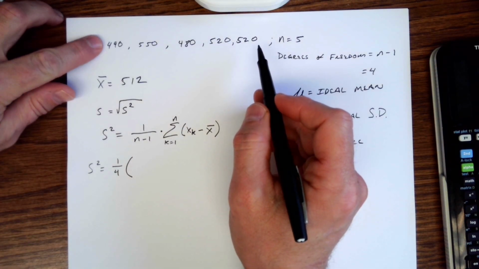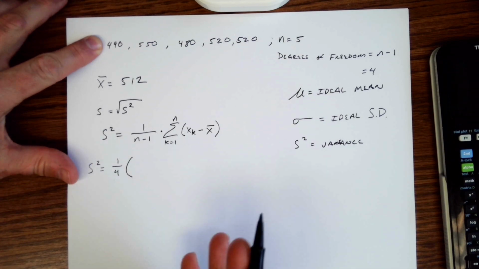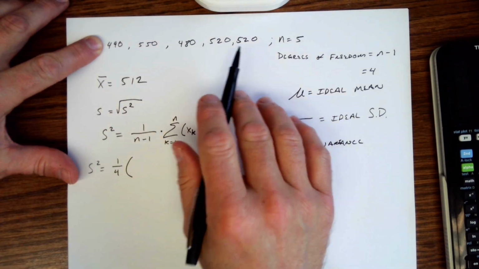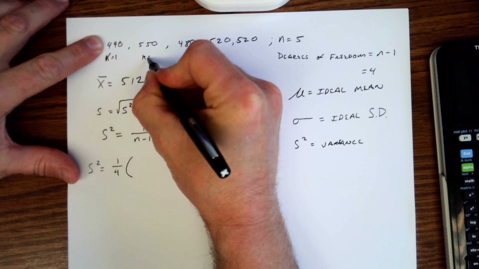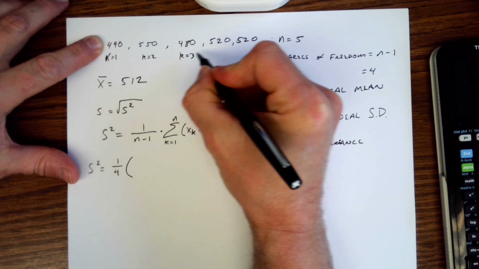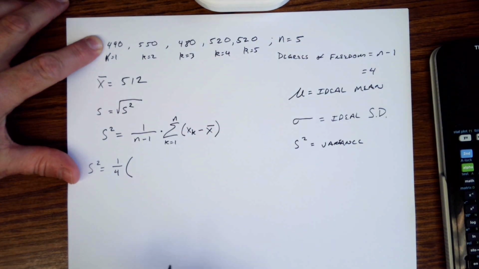So I'm just going to start at the right. And you say, it doesn't matter? No, it doesn't matter really at all because we're just doing these calculations and we just need to do all of them. So this would be k equal to 1, k equal to 2, k equal to 3, k equal to 4, k equal to 5. Those are all my data points.